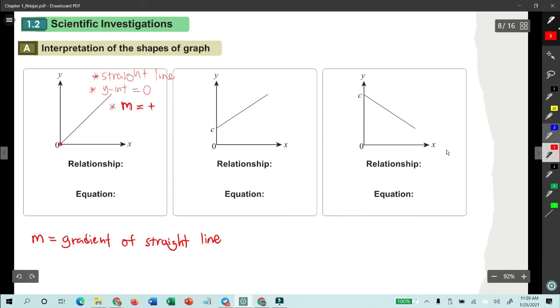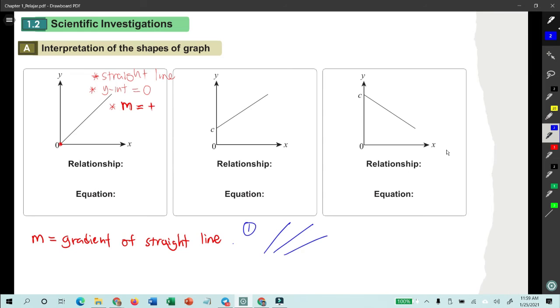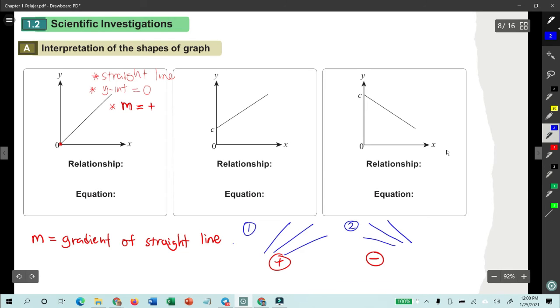Positive gradient, there are 4 types of straight lines. The first one, positive gradient, the line is inclined towards the right. The second one is inclined towards the left, negative gradient. The third one is a horizontal line. You have a positive gradient, a negative gradient, and this is zero gradient. And the last one, number 4, for a vertical line, the gradient is infinity.